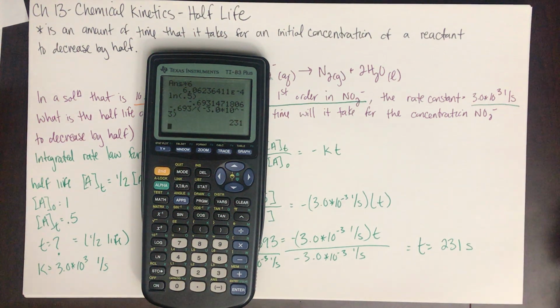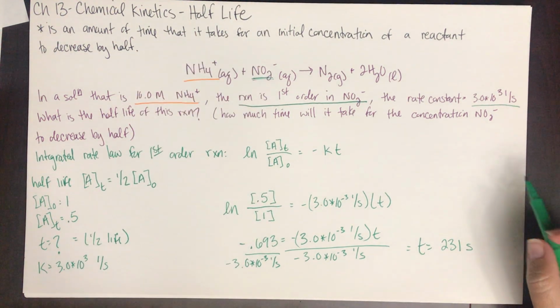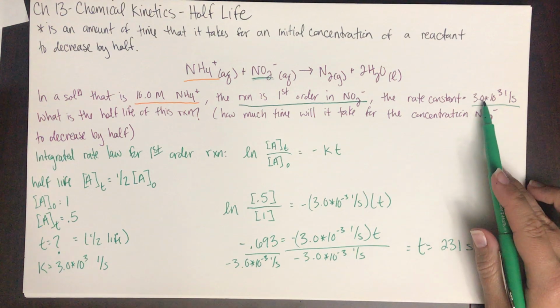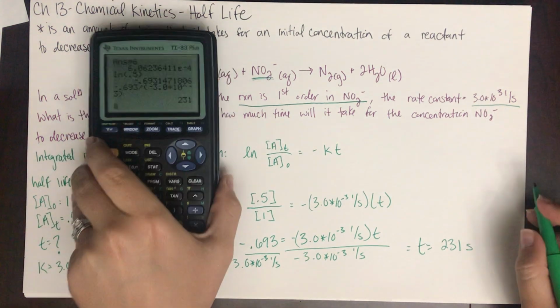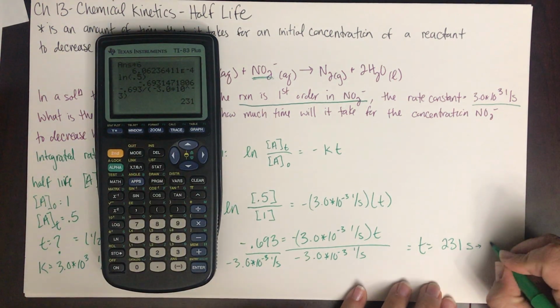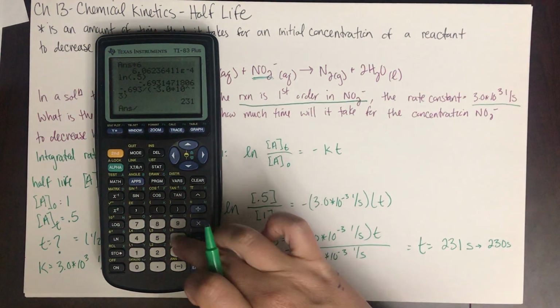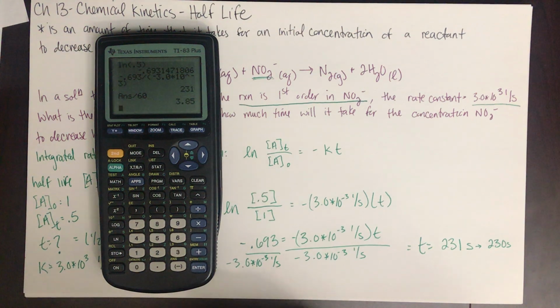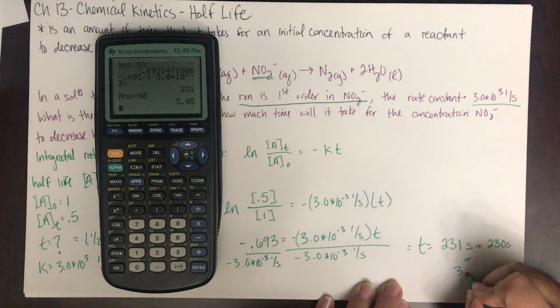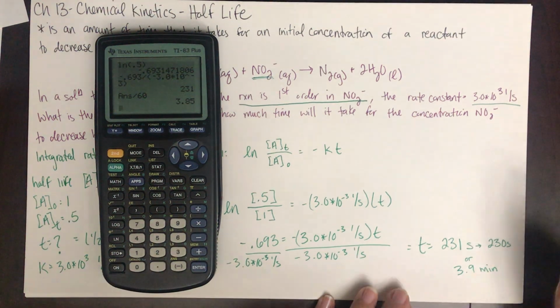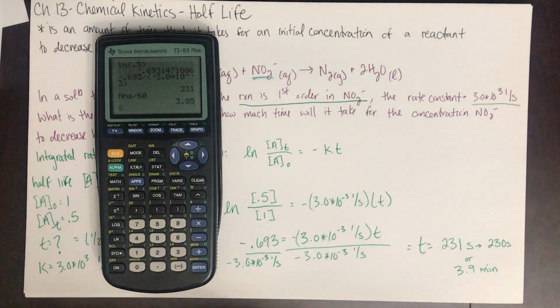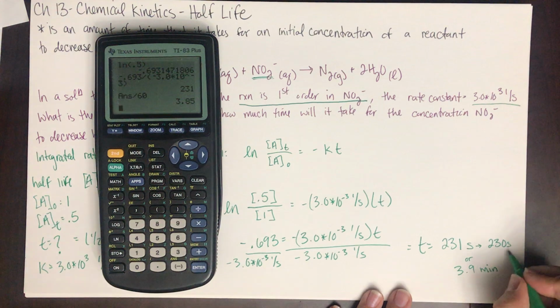Now, it doesn't ask for a specific time. It just says, what is the half-life? So this answer should have two significant figures because this number has two significant figures. So I would say 230 seconds. Or you could go ahead and turn it into minutes. You could say it would be about 3.9 minutes. Or you could convert it into hours. You could do anything. You can use any unit of time.